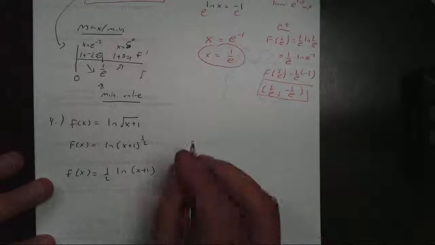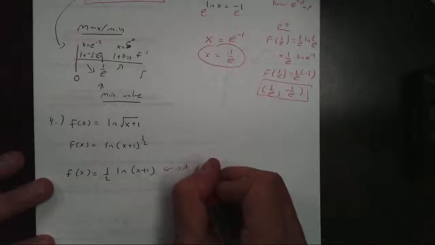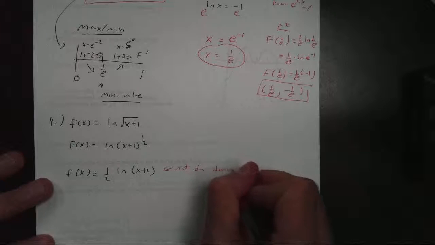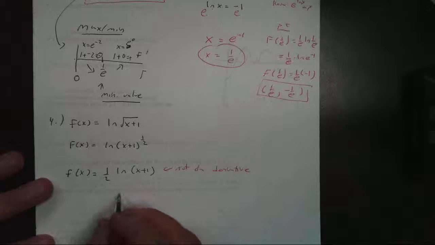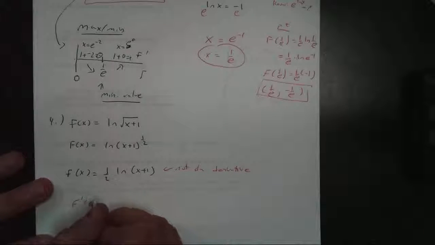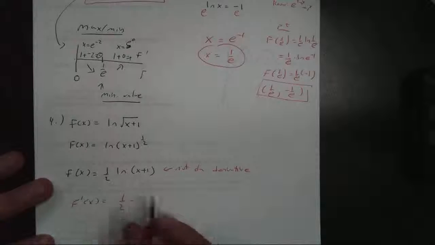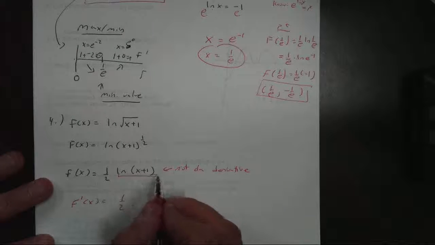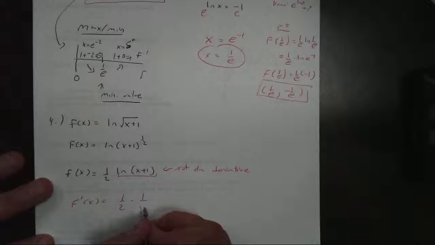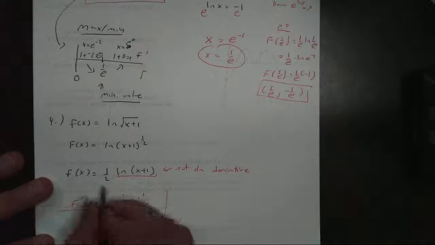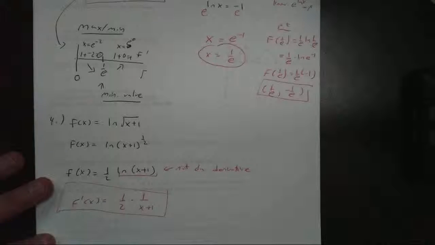Now, this is not the derivative. Repeat, that is not the derivative. To take the derivative, I have to use my rule. I keep the 1/2. It's a constant. But the derivative of the natural log of x plus 1 is just 1 over x plus 1. And there's my answer. Very good.